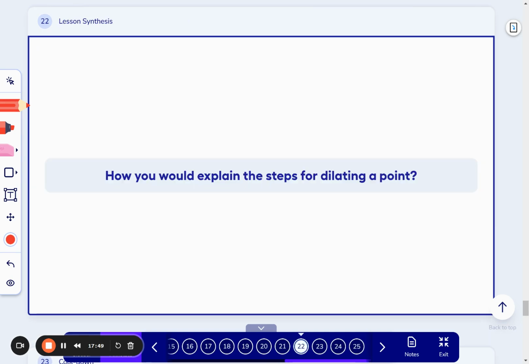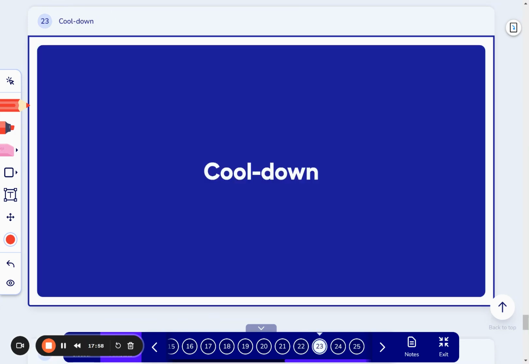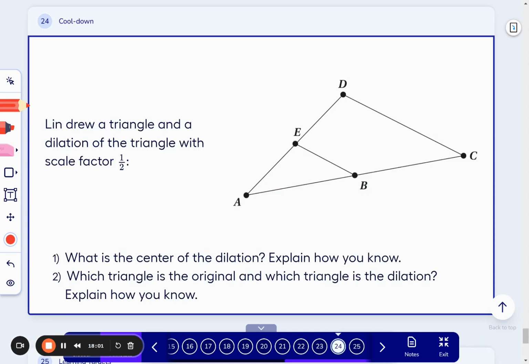In our synthesis here, how would you explain the steps to dilate a point? Measure from your center of dilation out to the point. Take it times your scale factor, then remeasure. So let's look at this one. Lynn drew a triangle. Dilation of a triangle with scale factor of 1/2. This tells me, because it's less than 1, her figure got smaller. So when it tells me that she did triangles, I only see 2 triangles over here. I see the big one, ADC, and I see the little one, EAB.